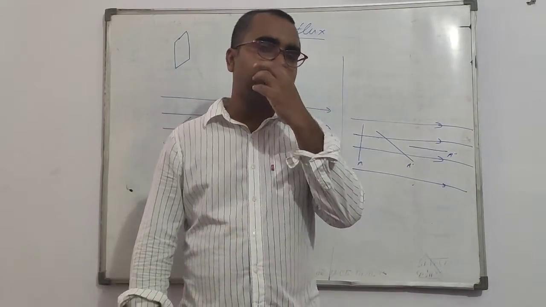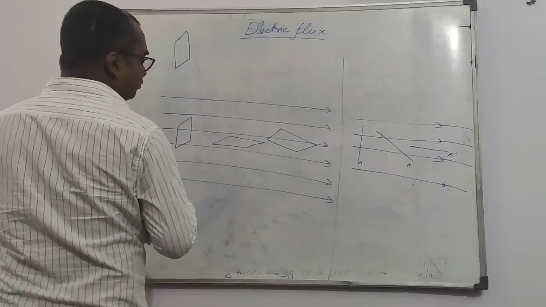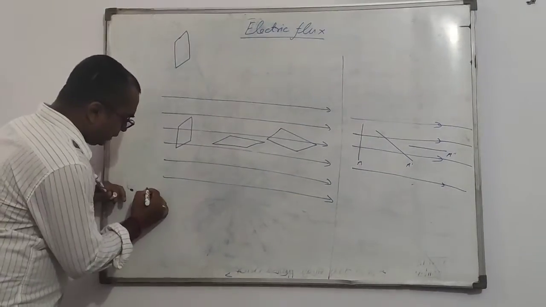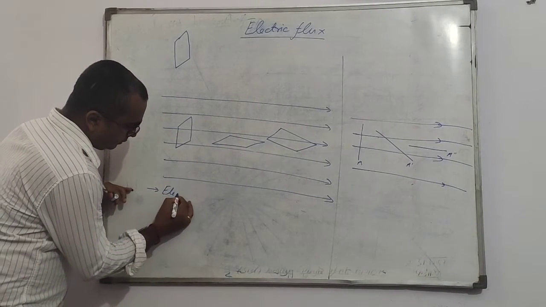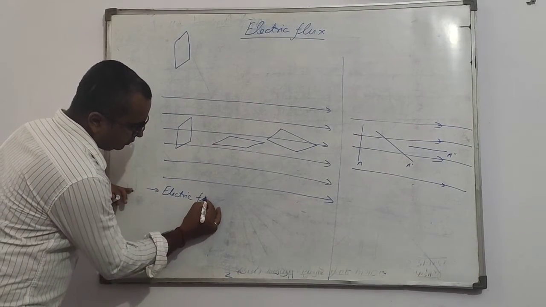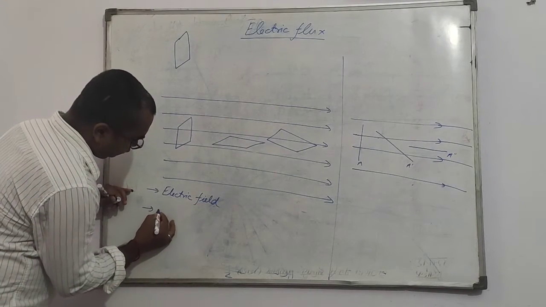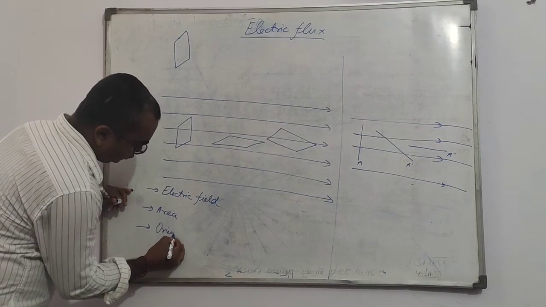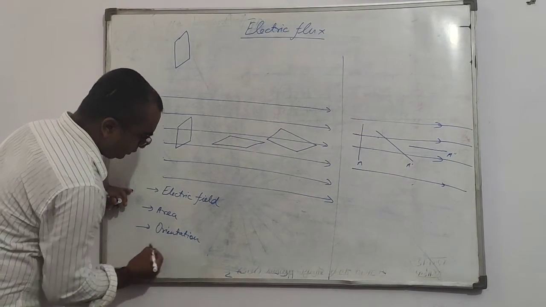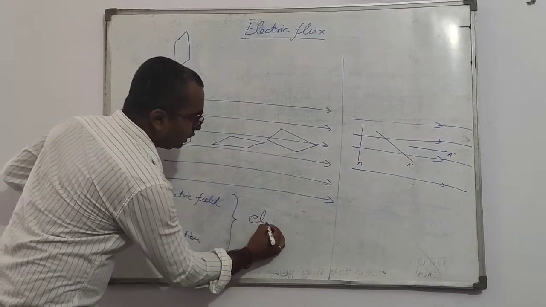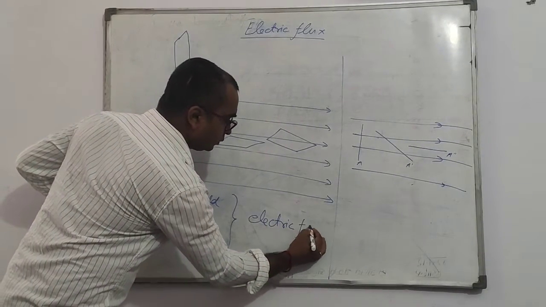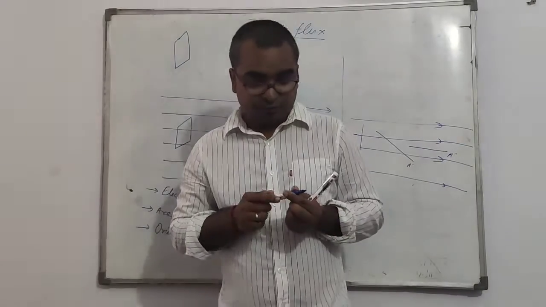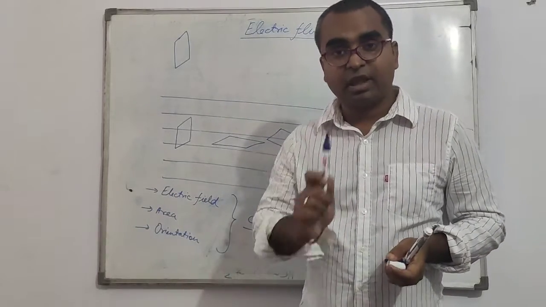The quantity electric flux depends on what factors? If we have an electric field, area, orientation. So first, electric flux depends on these three. I am discussing them one by one.